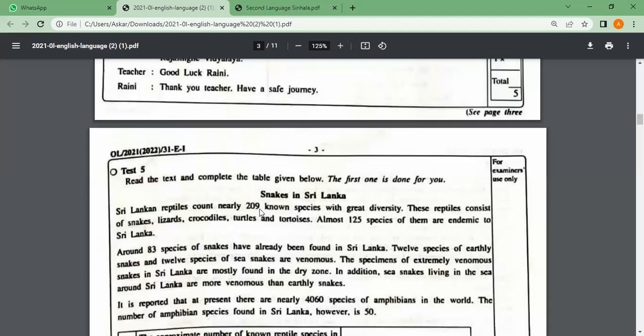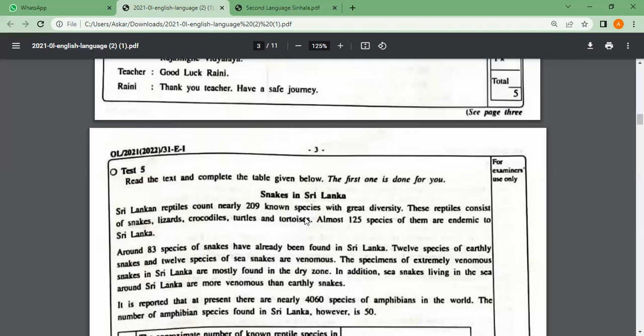So it is reported that at present there are nearly 4060 species of amphibians in the world. Amphibians is also a type of group like Arthropoda and all. Amphibians mean cold-blooded vertebrate animals of a class that comprises the frog, toad, salamander, caecilian. So in that group, frogs, toads and salamanders will be there.